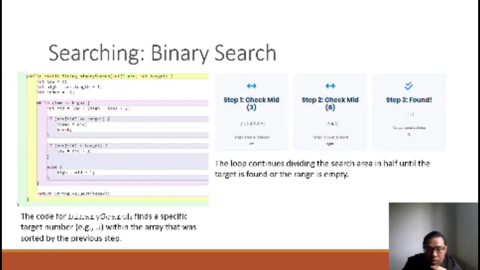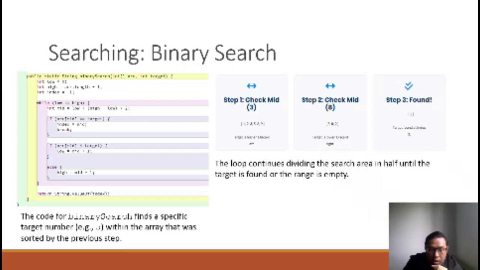Next up is searching: binary search. The code for binary search finds a specific target number, for example 5, within the array that was sorted by the previous step. How the code works: defining the range. The code sets two pointers, low, the start of the array, and high, the end of the array, to define the current search area. Code reference: integer low equals 0, integer high equals array.length minus 1.